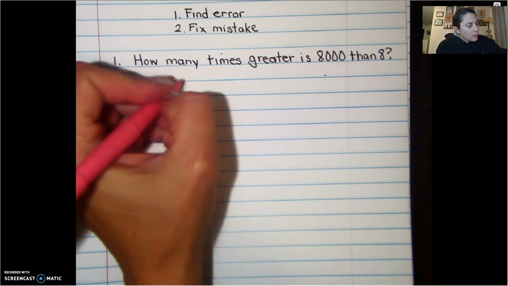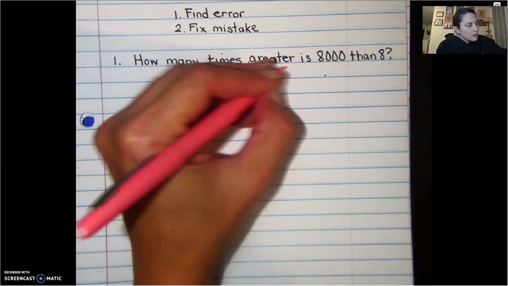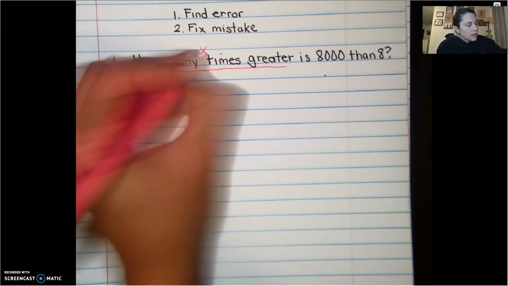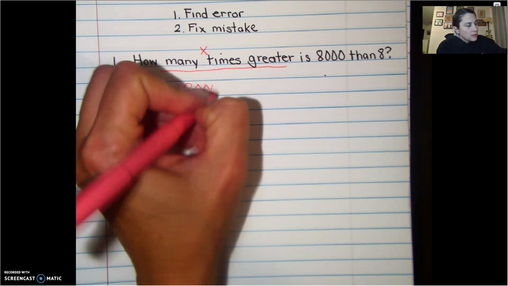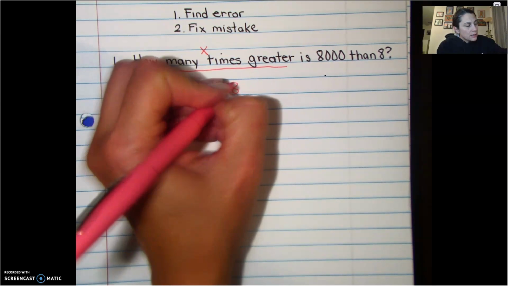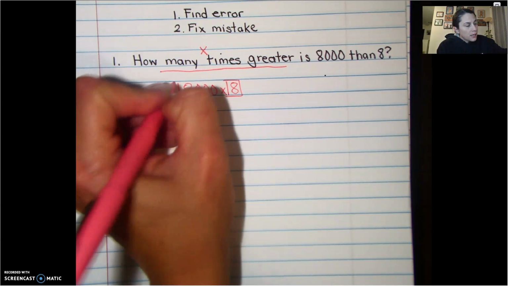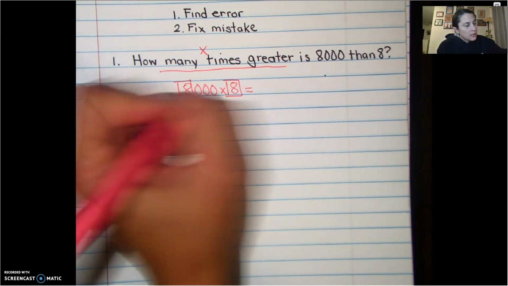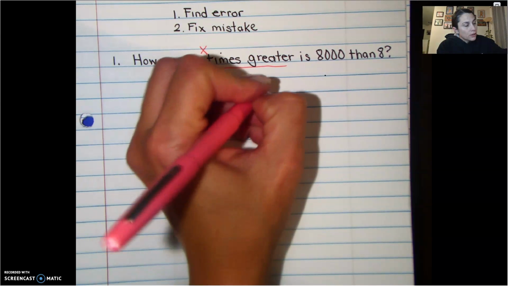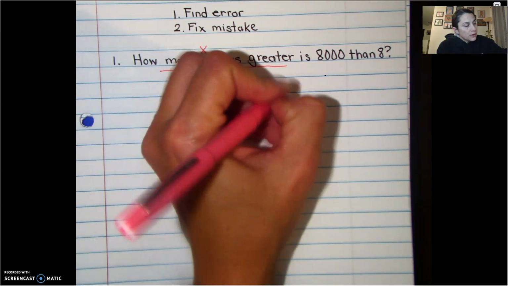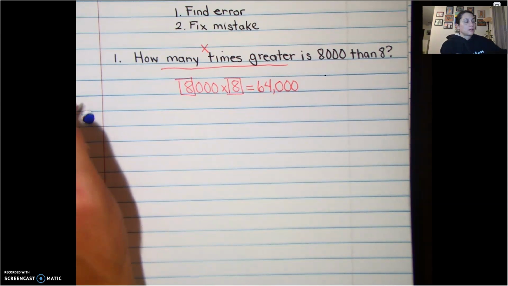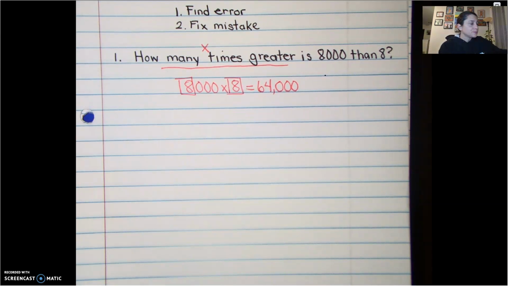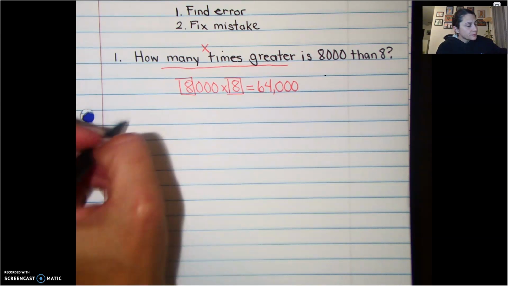Okay, so I'm gonna do how many times means times, and so I'm gonna do 8,000 times 8. I'm gonna box up my 8s. 8 times 8 is 64. I've got 3 zeros, so the answer is 64,000. So there's a mistake there. We need to find it.